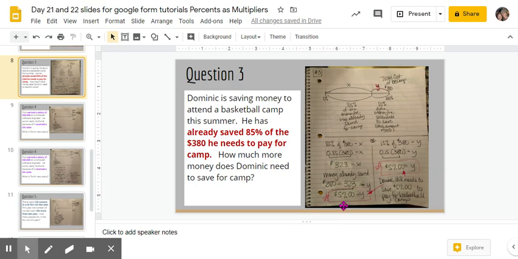Notice it gave us exactly the same value as we got here once we had found the money he already saved and subtracted it from the total cost of camp. Either way, we get the same final answer. $57 is what Dominic still needs to save to pay for basketball camp. Two different multipliers. One just gets you there quicker than the other.